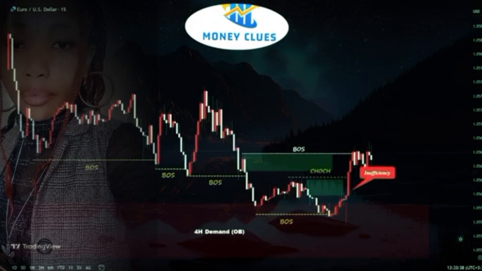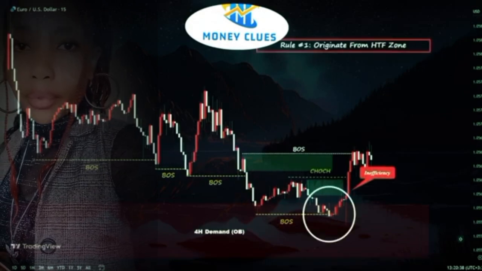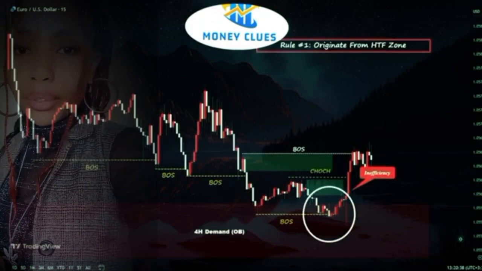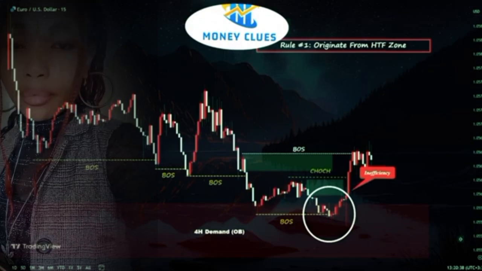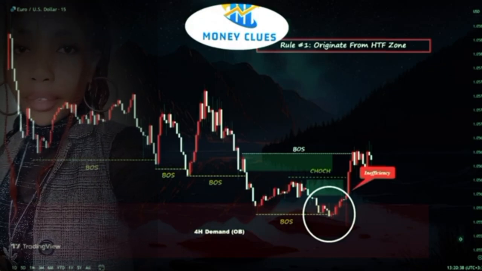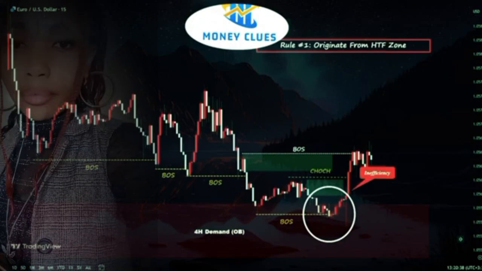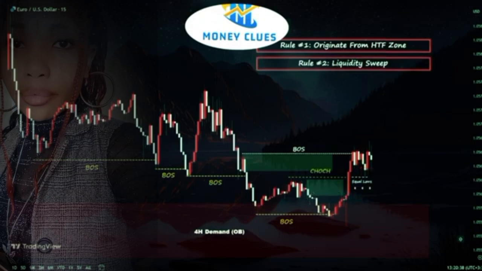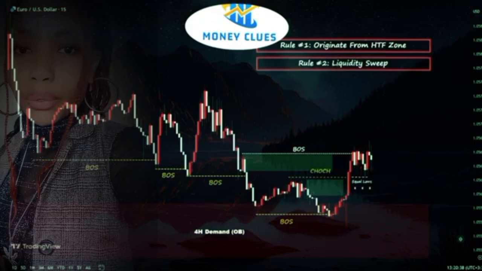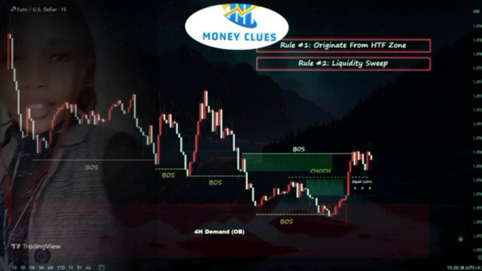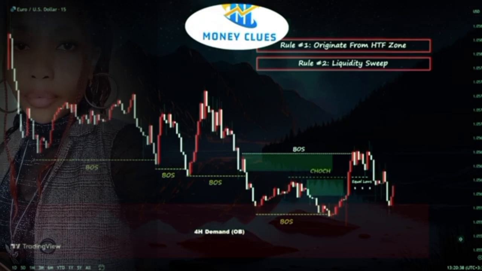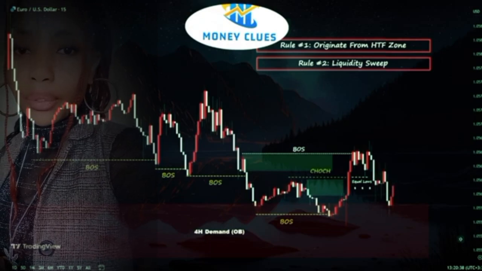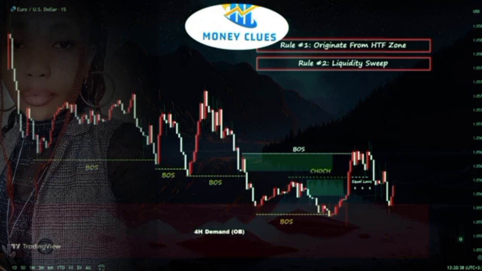Remember, number 1, for a change of character to be valid, price should reverse and originate from a higher time frame supply or demand zone before breaking the recent major structure and initiating the change of character. Here, we got it. Number 2, to have a high probability change of character, price must sweep static liquidity zones before tapping into the identified supply and demand zones. Here, price swept liquidity below these equal lows and then continued to sell.